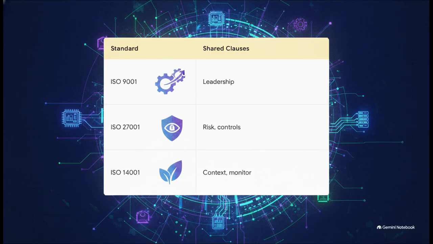And ISO 14001 for environmental management. Suddenly, that's critical. Did you know that training a single AI model can emit as much carbon as 5 cars over their entire lifetimes? Crazy, right? But by mapping these shared clauses, we can seamlessly integrate our AI audits with ISO 9001, 27001, and 14001.